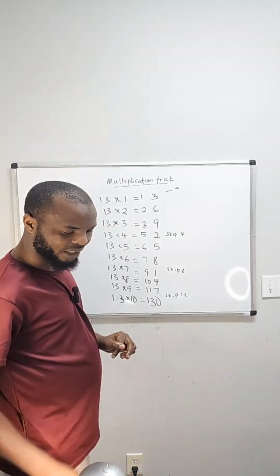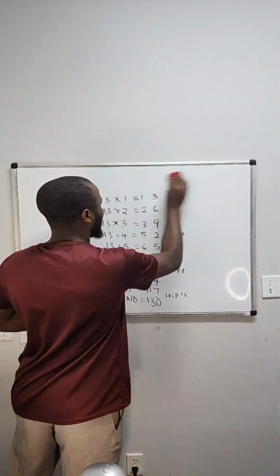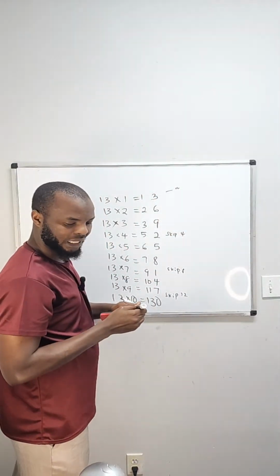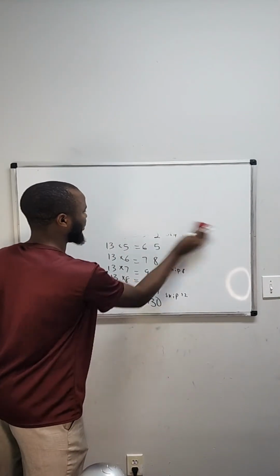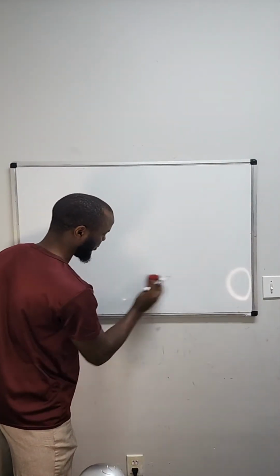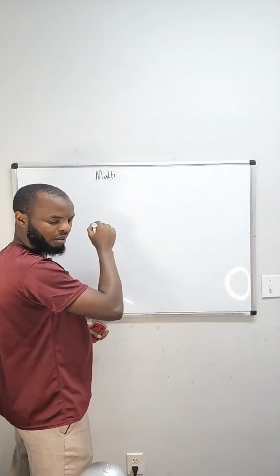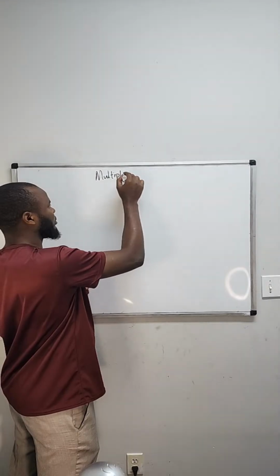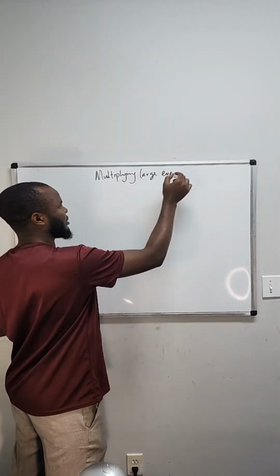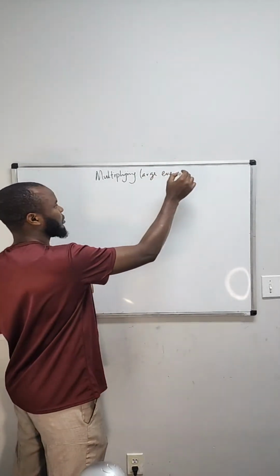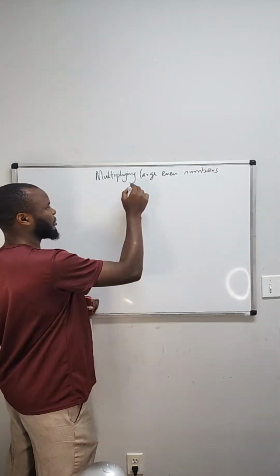Now, I have something very interesting about this. How can you multiply large numbers? Okay, let me just clean this. Here we have multiplying large even numbers by 5.